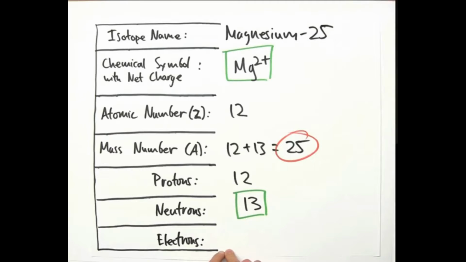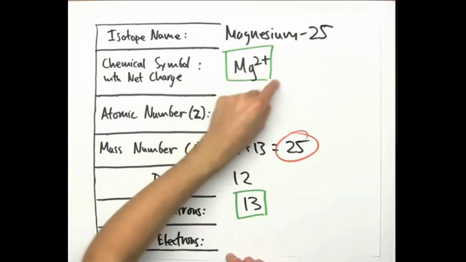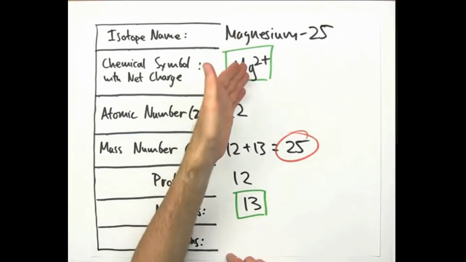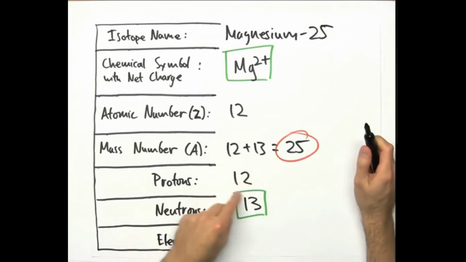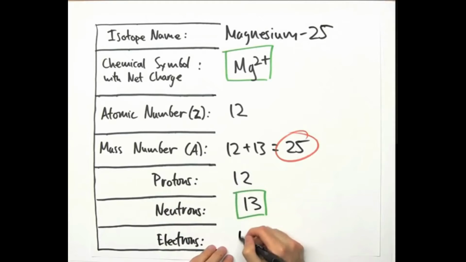Finally, I need to fill in my electrons. From this symbol up here, I can tell that I have a 2+ charge on this ion. 2+ means that there are 2 more protons than electrons. So if there are 12 protons, I'm going to end up with 10 electrons.